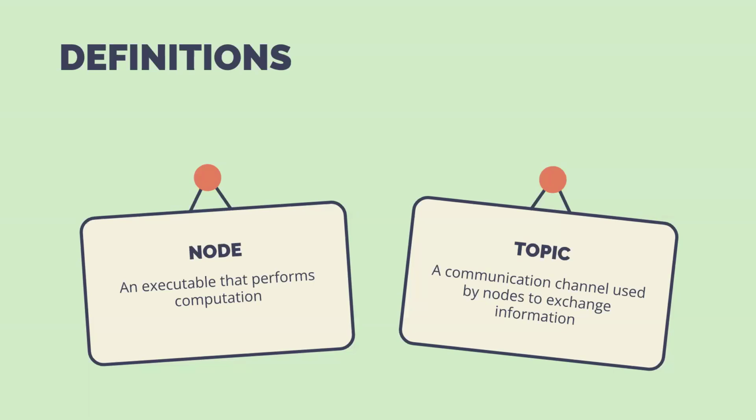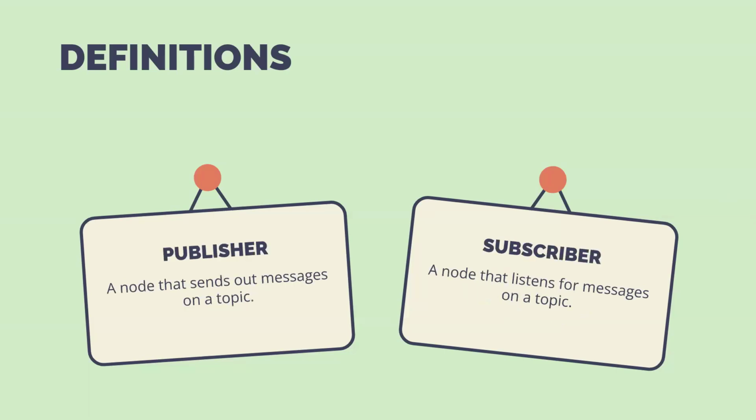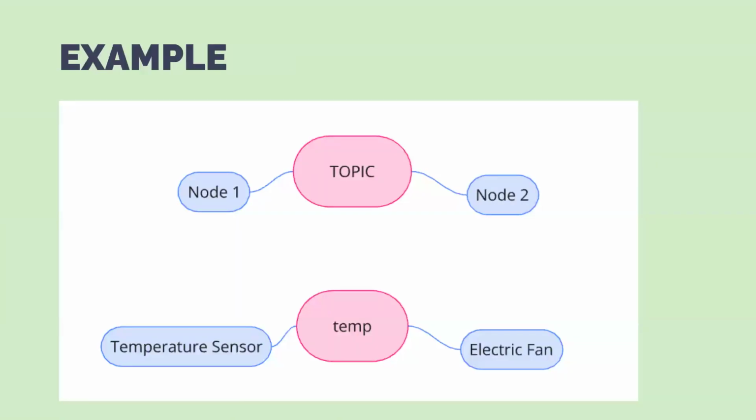And how these nodes communicate and exchange information is through topics. A topic is simply a communication channel used by nodes to exchange information. When you get into nodes and topics, you're going to come across this other terminology of a publisher and a subscriber. A publisher is simply a node that sends out messages, and a subscriber is a node that listens for messages on a topic.